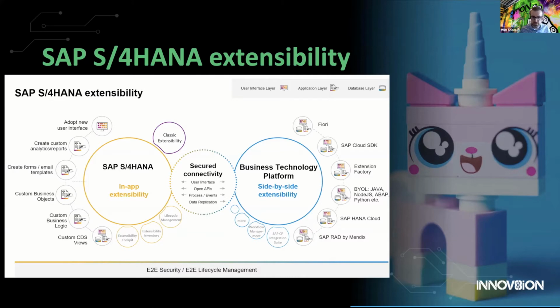Today, we're going to talk about in-app extensibility. So really what you can do inside your S4. You see various icons on the left, custom business logic, custom CDS views. A lot of things are there which we will explain. Don't worry. The focus of today is this one, the left side.